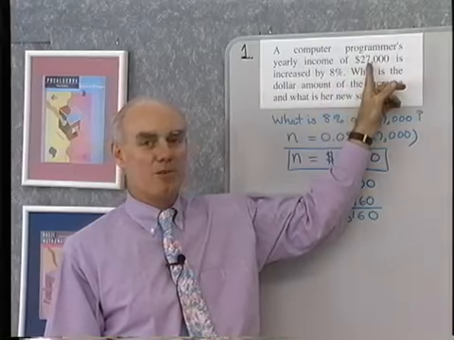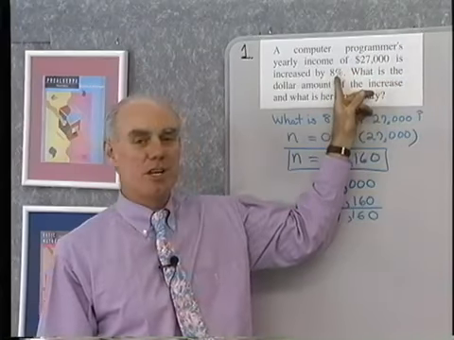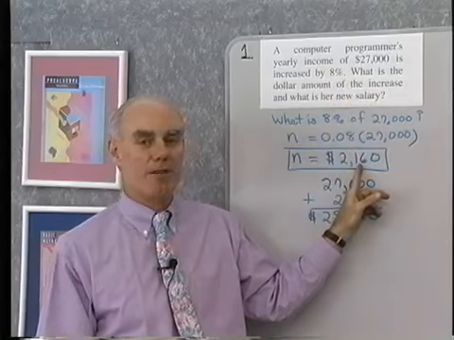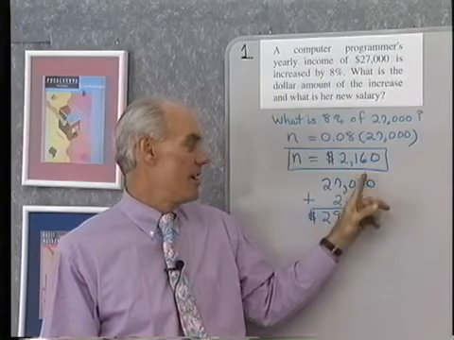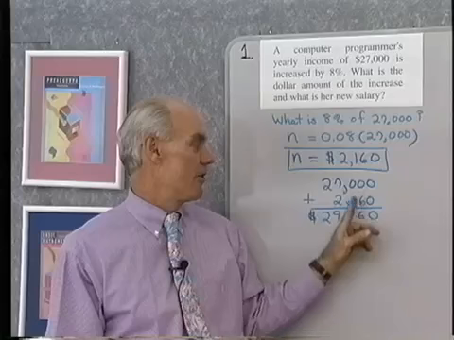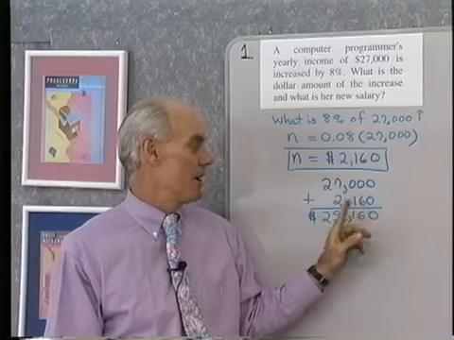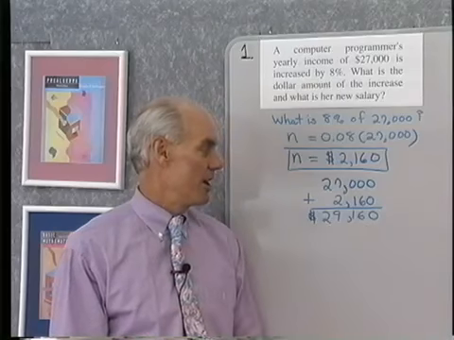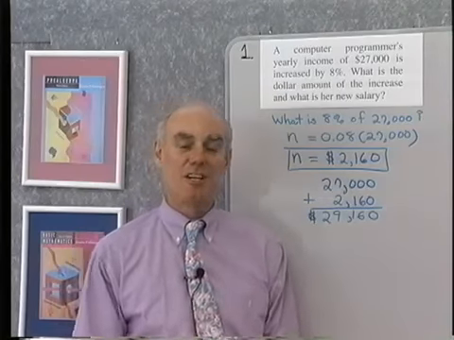So what we have is this. A programmer is making $27,000. They get an 8% increase. That 8% increase turns out to be a dollar amount of $2,160. That puts her new salary at her old salary, $27,000, plus the amount of the increase, $2,160. We end up with $29,160.